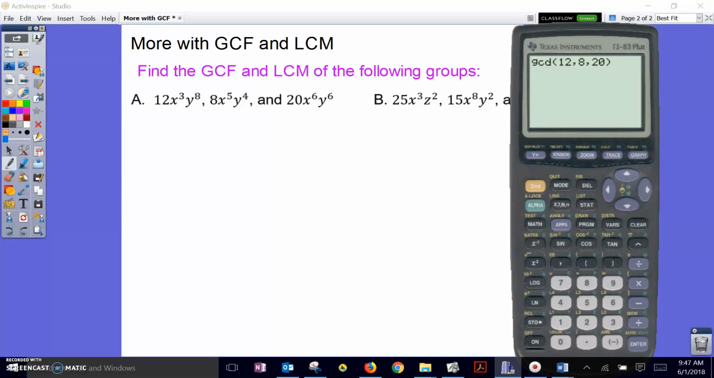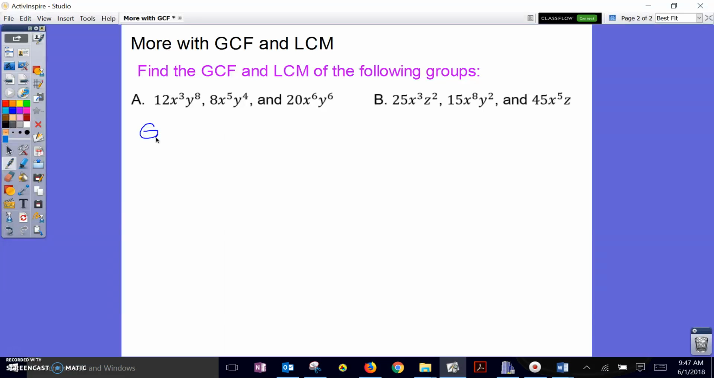The way we need to approach this is we need to take the first 2 of the 3 numbers and find the GCD of those 2. And then we need to find the GCD of that number, whatever we got first, which was 4, and the third number in our list. We already did it for 12 and 8, so now we need to add the 20 in there, and we need the GCD for those 2 numbers, and that's going to be 4. And so 4 is going to be the numerical portion of my GCF.